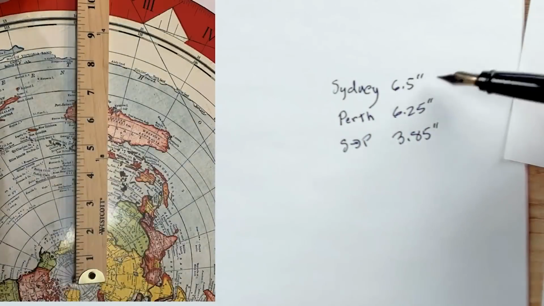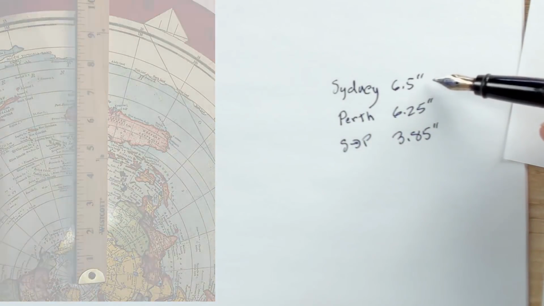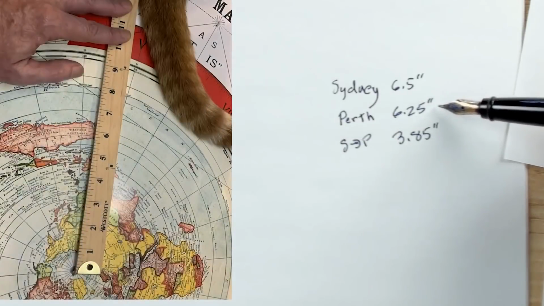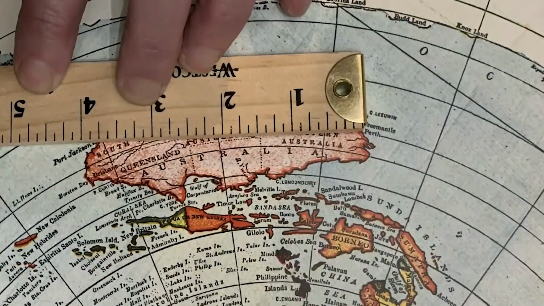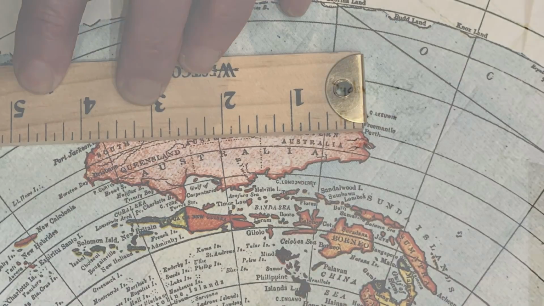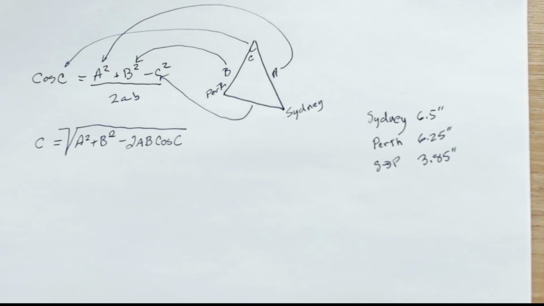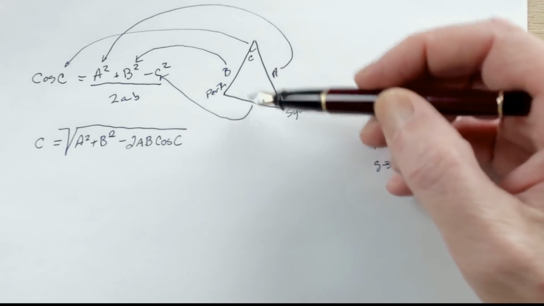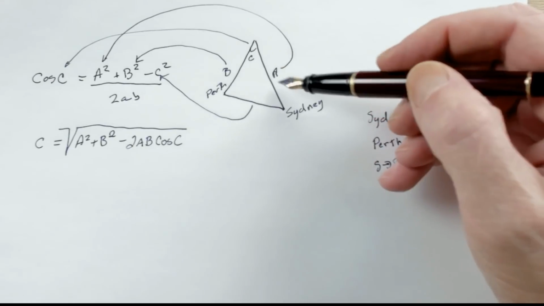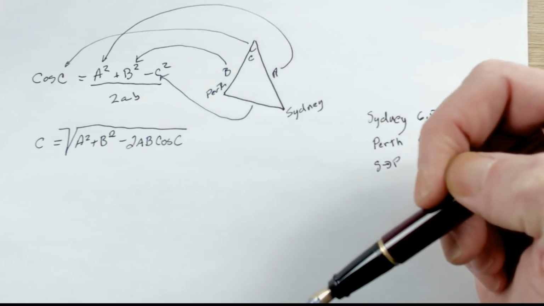The distance from the North Pole to Sydney is 6.5 inches. The distance from the North Pole to Perth is 6.25 inches. And the distance from Sydney to Perth is 3.85 inches. And as you can see, there is me taking the measurements so you can confirm that those are accurate. Now the fun begins. We use something called the Law of Cosines to find a side on a triangle where we know the length of two sides and the angle in between them.